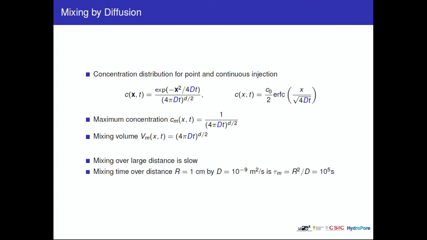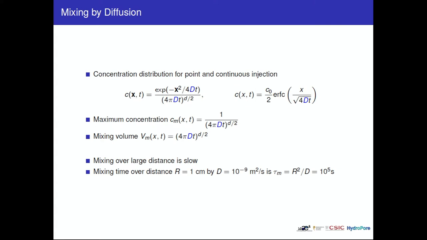So if you think about a distance of 1 centimeter, and we take a diffusion coefficient of chloride in water, which is about 10 to the minus 9 meters squared per second, the diffusion time is about 1 day, 10 to the 5 seconds. So it's a very slow process.